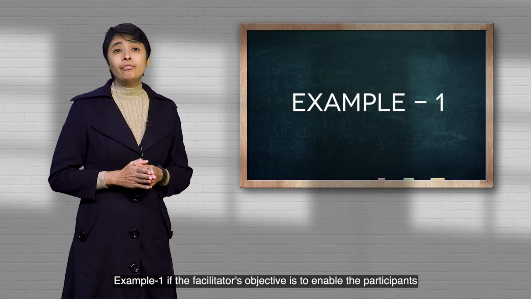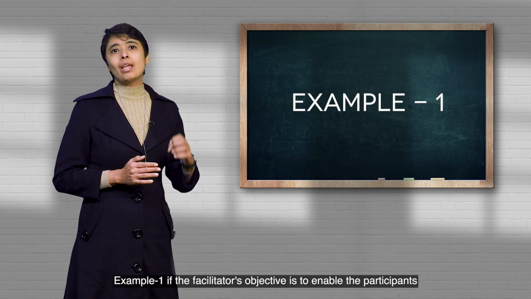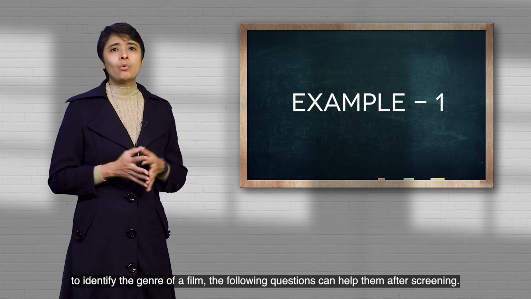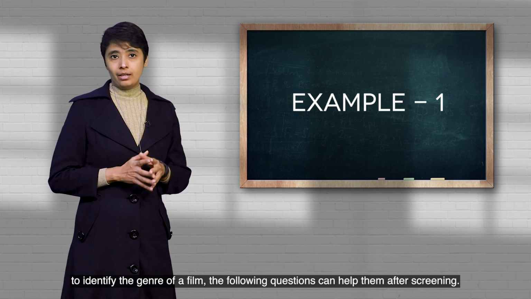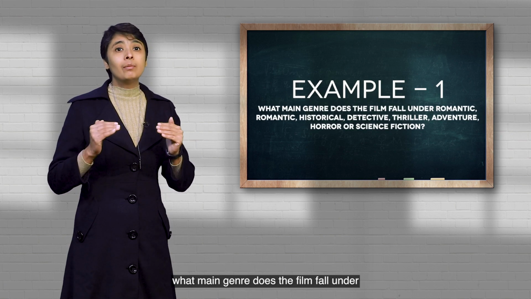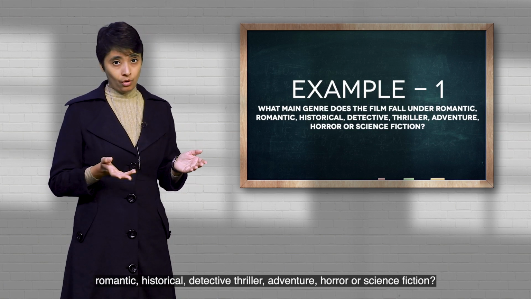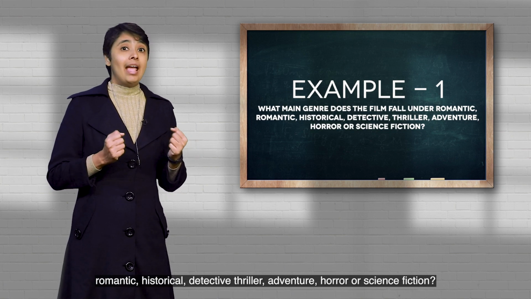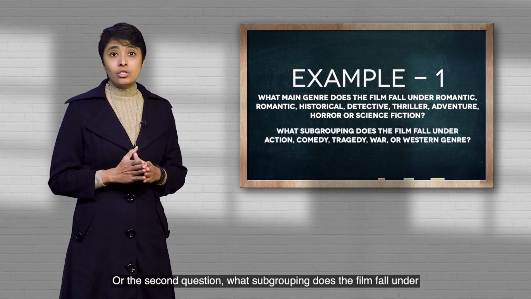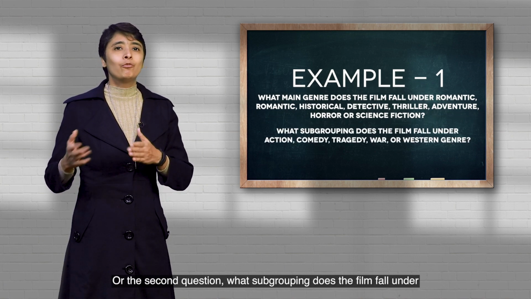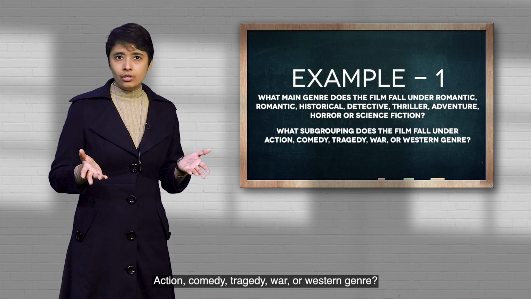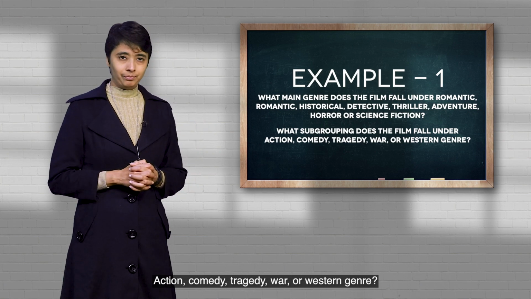Example 1. If the facilitator's objective is to enable the participants to identify the genre of a film, the following questions can help them after screening. For example, in case of a short film, what main genre does the film fall under? Romantic, historical, detective, thriller, adventure, horror, or science fiction? Or the second question, what subgrouping does the film fall under? Action, comedy, tragedy, war, or Western genre?